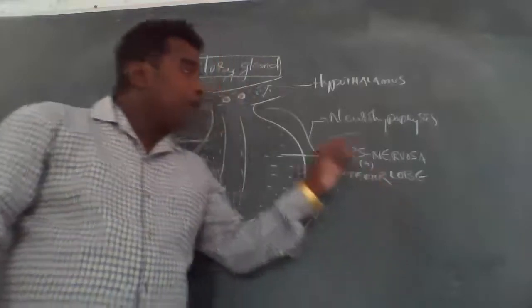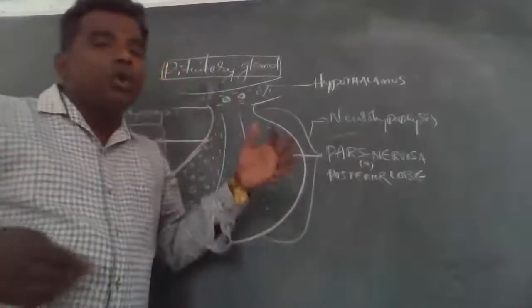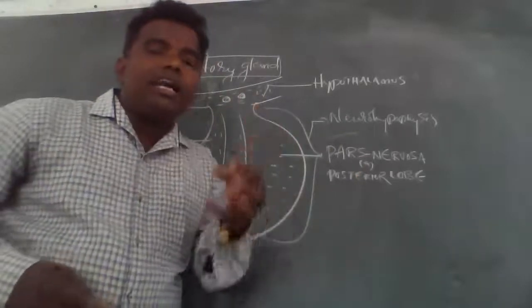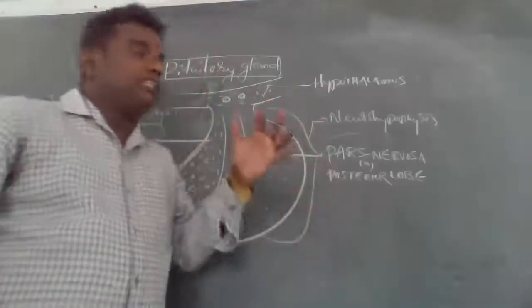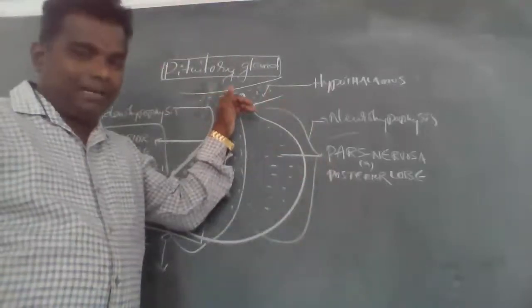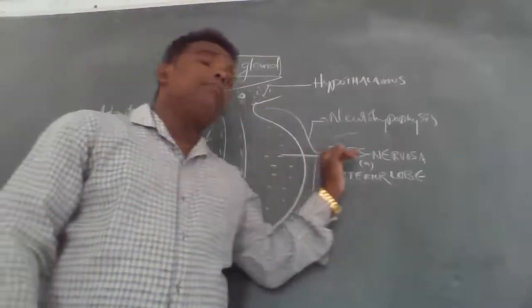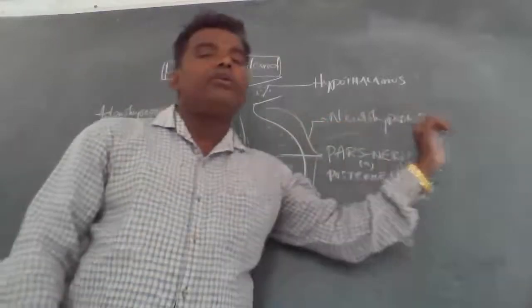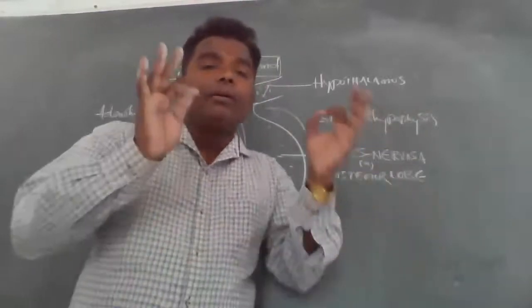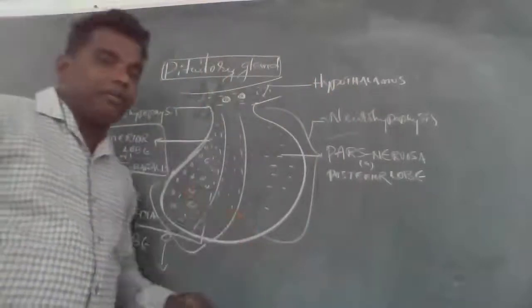Why can we call it the neurohypophysis? Because this lobe does not produce true pituitary hormones. The hormones secreted from the hypothalamus are stored in the posterior lobe or pars nervosa. That's why this part is called the neurohypophysis. Clear? This is very important.